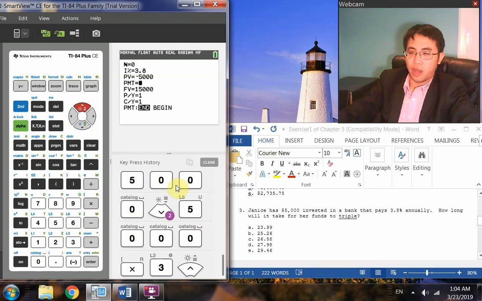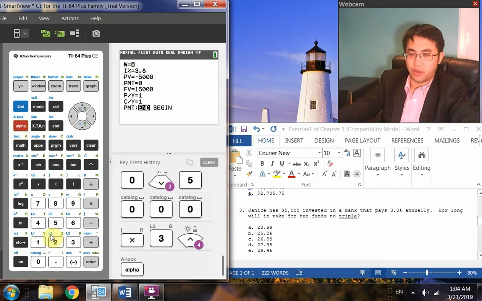Then you just move all the way up. You see that future value has already been computed. That's good. And then you solve for n. Make sure n is highlighted before you hit alpha enter. So alpha enter. Alright, so n equals 29.46. E is correct.